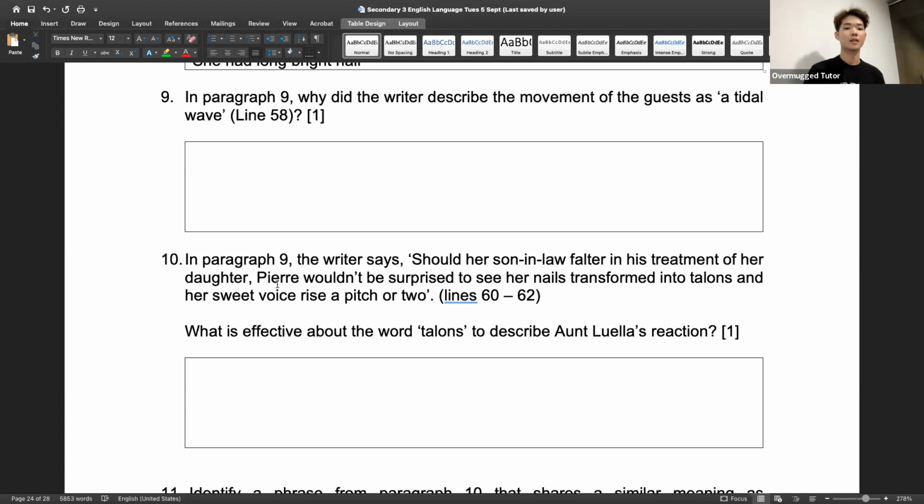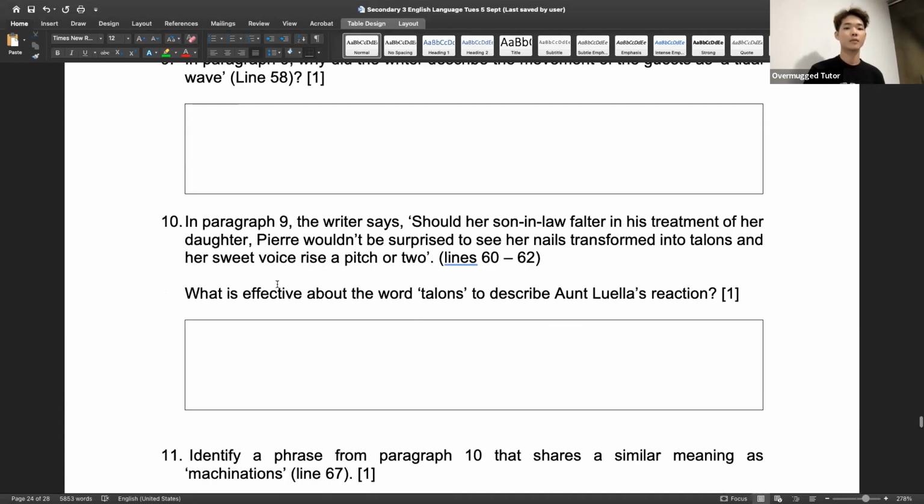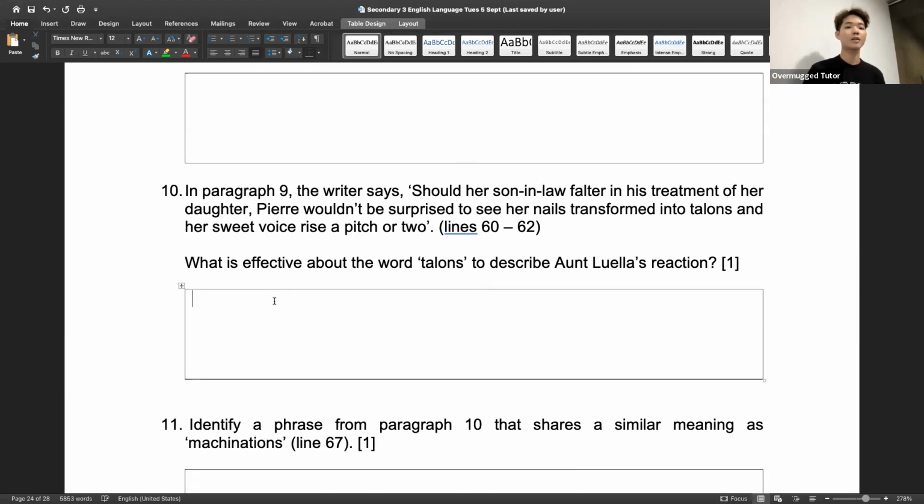Okay, I want to do this effective question, question 10. What is effective about the word talons to describe her reaction? Same thing, unpack the word talons. Think about what you will relate it to. Normally, you will relate it to what? The birds of prey, right?